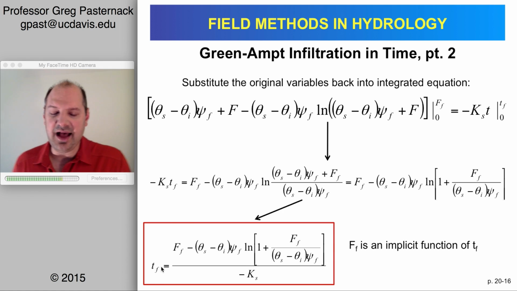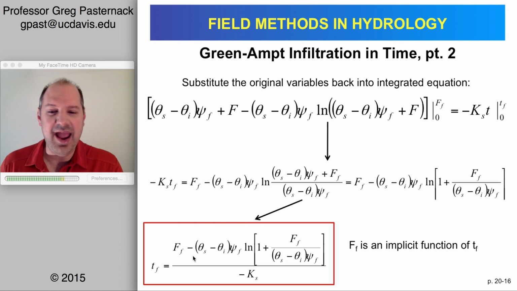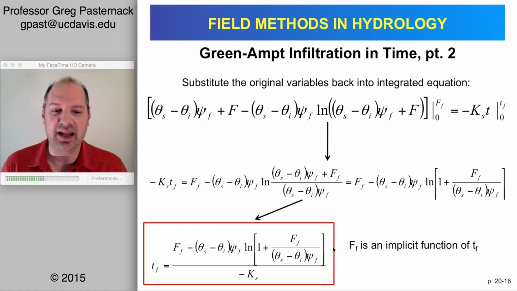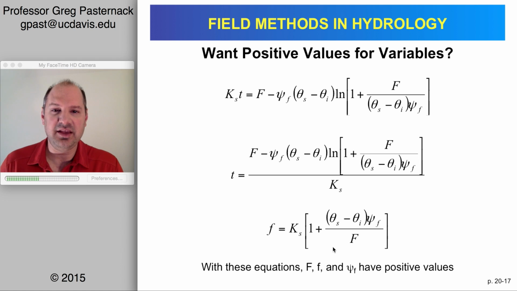So what this allows us to do now is we have a time, we have cumulative infiltration, and of course what you'd like to do is solve for infiltration as a function of time, but you can see there's no way that you can take the right side and isolate F. So the way that we make this practical, well, okay, I'll come back to that.